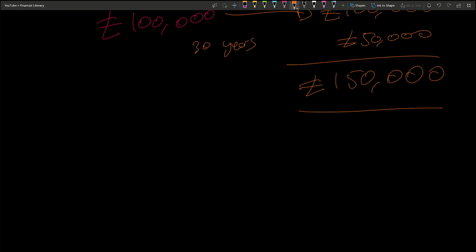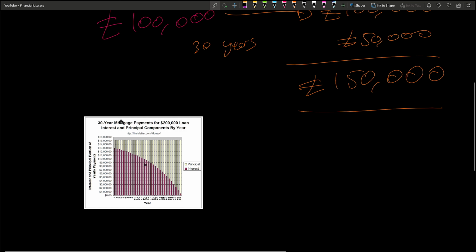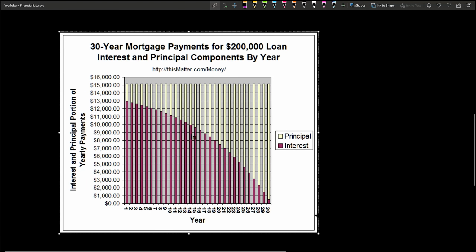Okay, so let me open up a graph. Here we go. So if I put this over here, scroll down, make this a little bit bigger so you can see everything that's going on in here. So I've got this graph off Google. You can find a bunch of other ones. So it's a 30-year mortgage. It's for a $200,000 loan, and the interest and principal components by year are here.